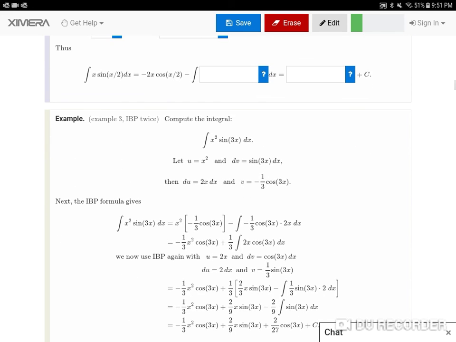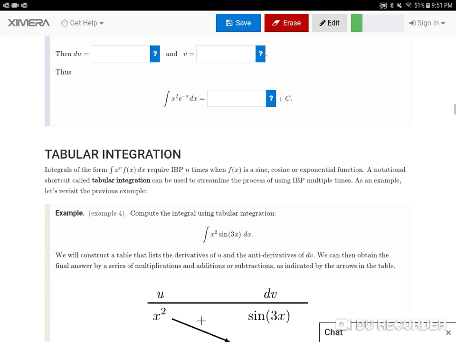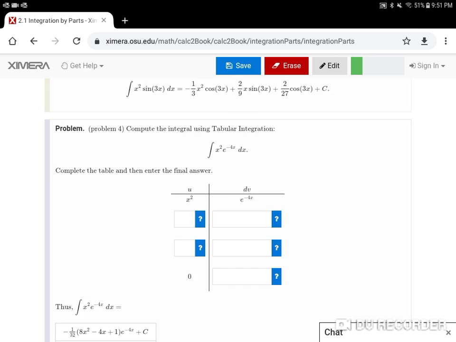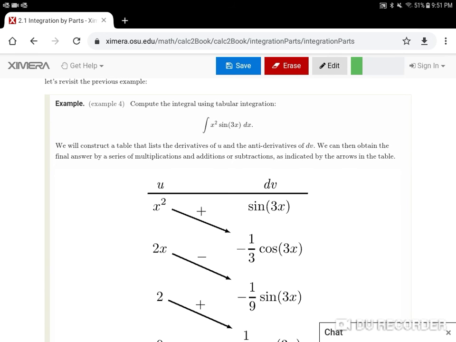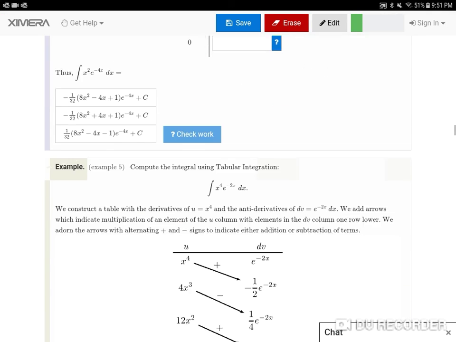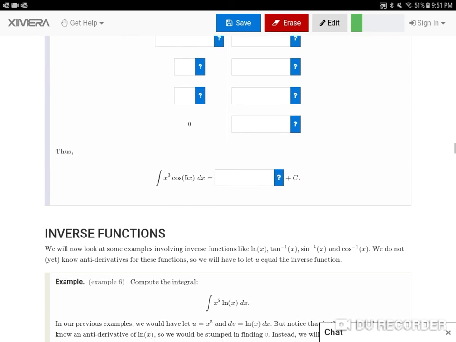And there are a few more complex problems we did in class. I did skip this tabular integration because it usually applies only to a certain kind of problems, but it's a good idea to look at it also. And here's a good example there.